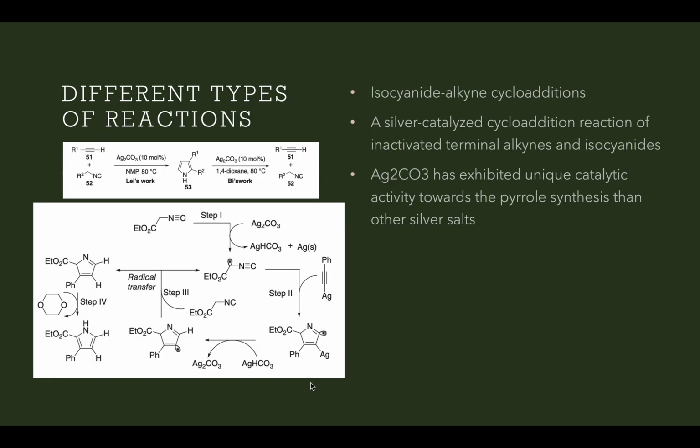So, let's talk about some different types of reactions. Today I'll start talking about isocyanide alkyne cycloadditions. The cycloaddition of isocyanides and alkynes is a straightforward method for the synthesis of pyrroles, which are important motifs in many natural products, such as pharmaceuticals and agrochemicals.